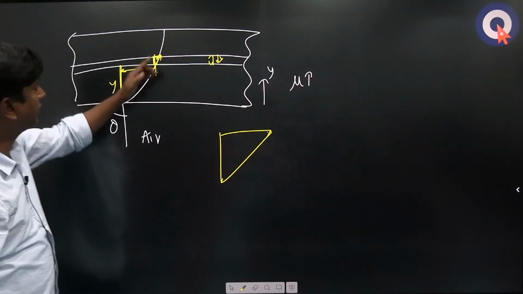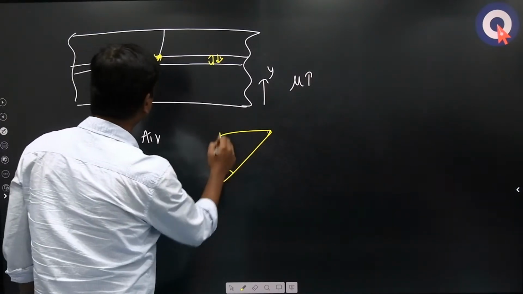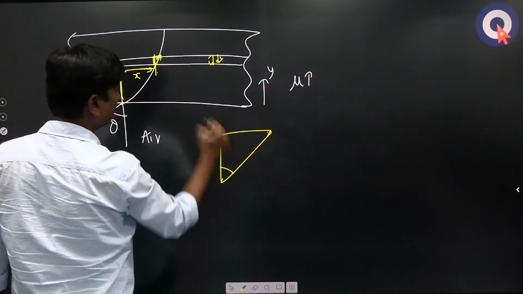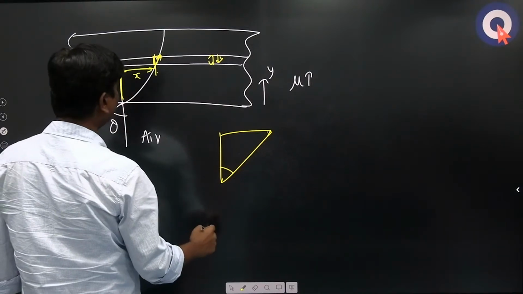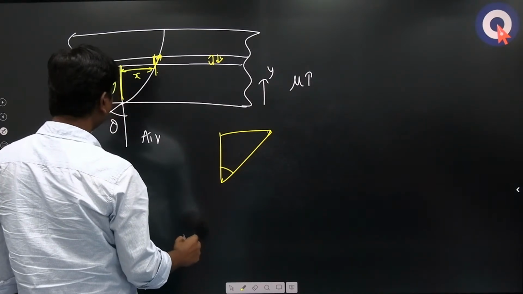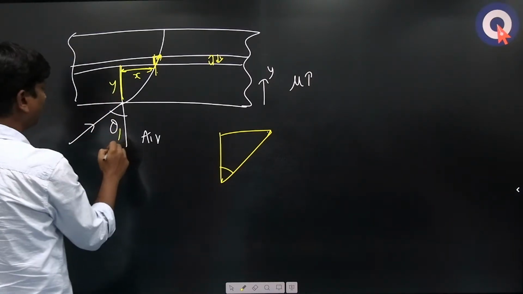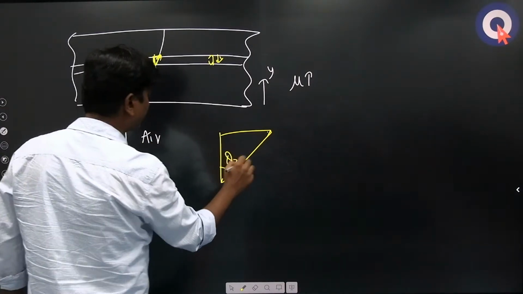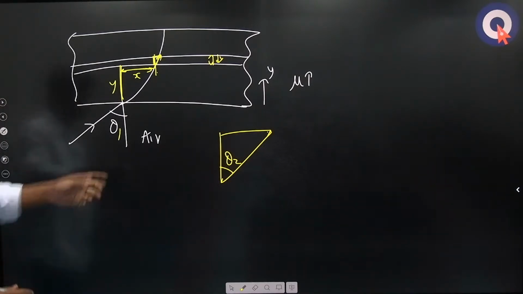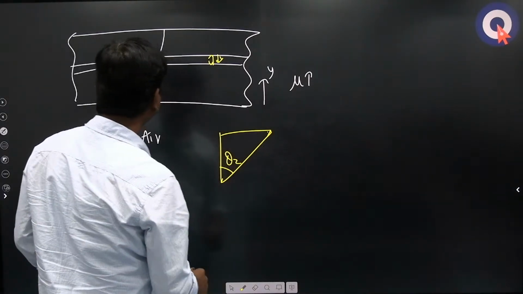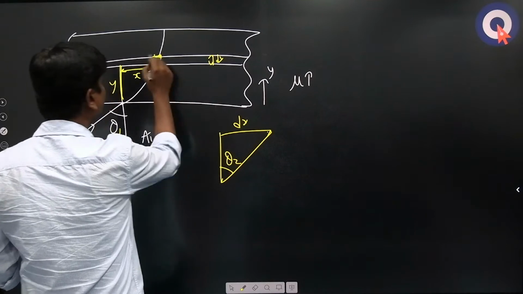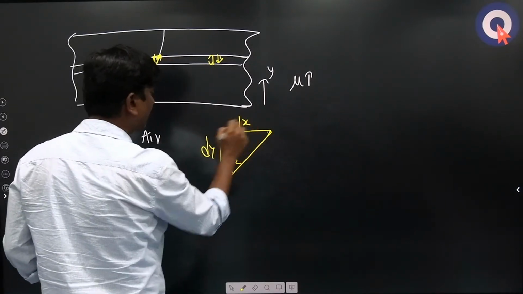Right. In this medium, it makes an angle with the normal. This is a ray which is refracted into this medium, it is making some angle. Okay, so assume that this is theta 1 and this is theta 2. Yeah, this is theta 2, right? So you take this as dx and this will be dy, correct?